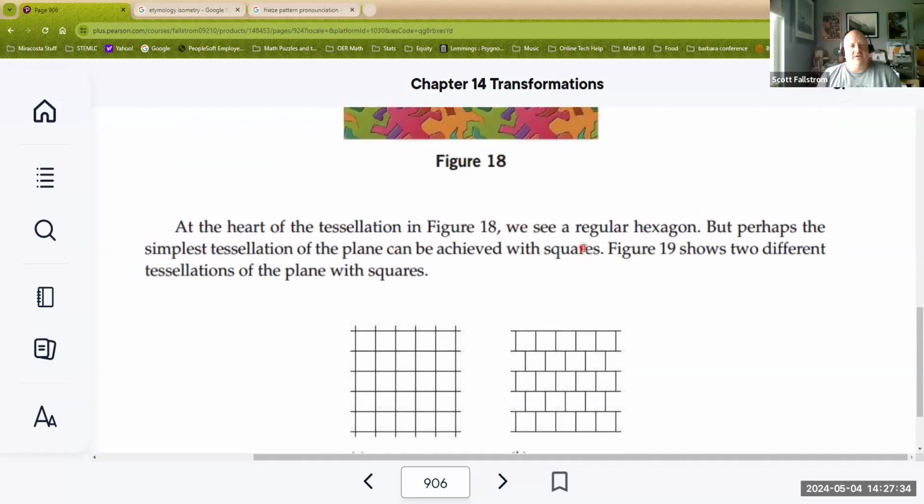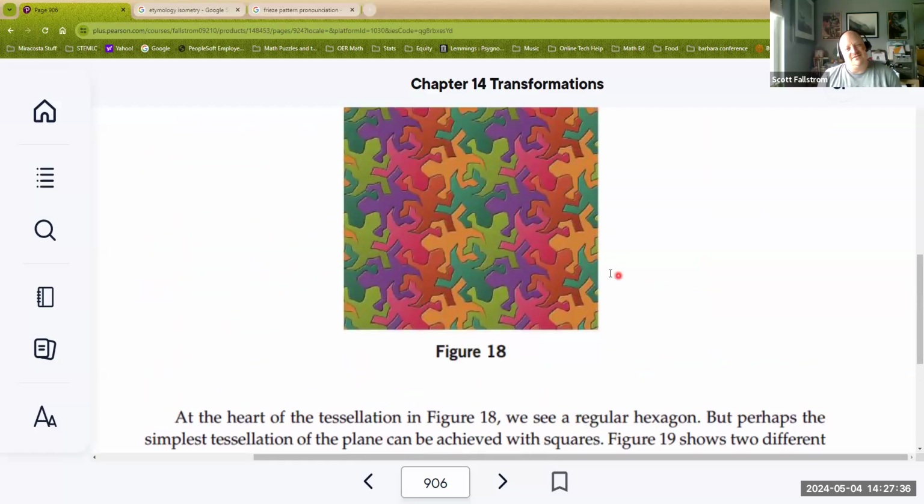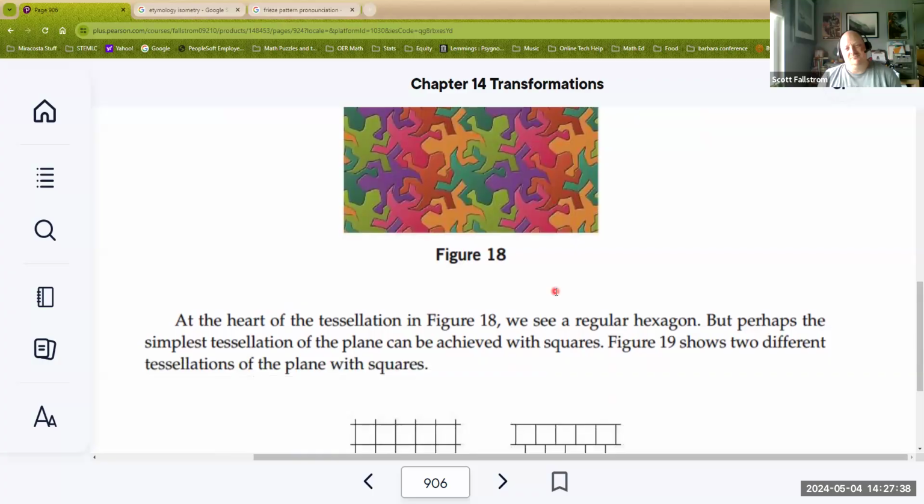So it says at the heart we see a regular hexagon. Yeah, maybe. I still kind of think it looks more like triangles. However, the regular hexagon, I guess I should show this briefly. When you see a regular hexagon, it looks something like this, right? What's interesting is if it is a regular hexagon, what it's made up of is 6 regular triangles. So again, those two are kind of really tightly connected.